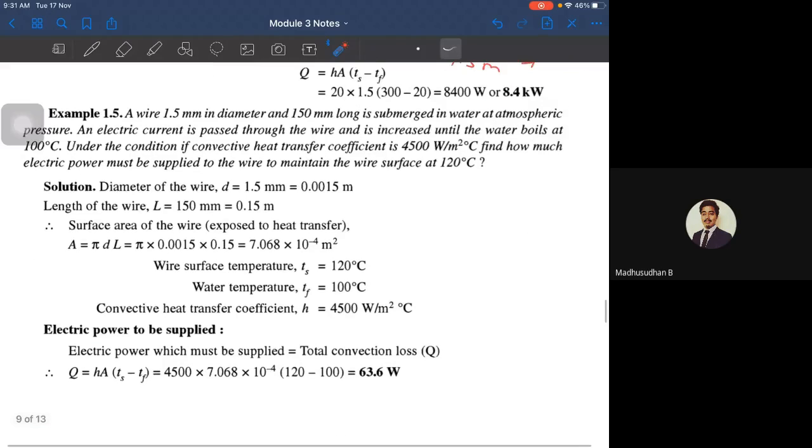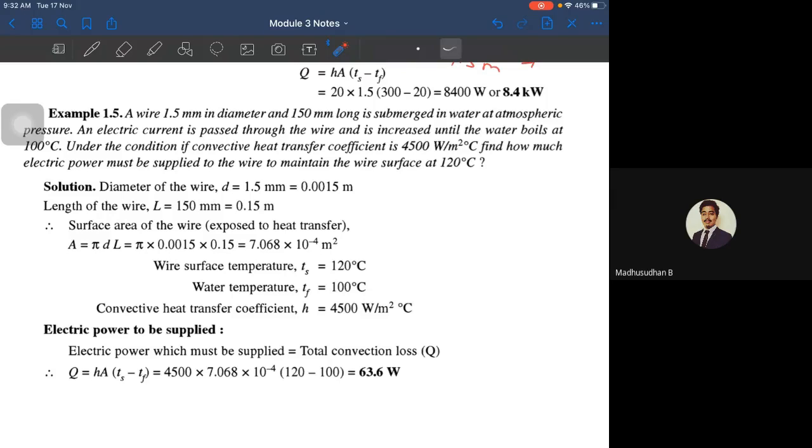Next one. A wire of 1.5 mm diameter and 500 mm long is submerged in water at atmospheric pressure. The electric current is passed through the wire and is increased until the water boils at 100 degrees Celsius. Under the condition, if the convective heat transfer coefficient is given, find how much electric power must be supplied to the wire to maintain the wire surface at 120 degrees Celsius. It is a very good question here.